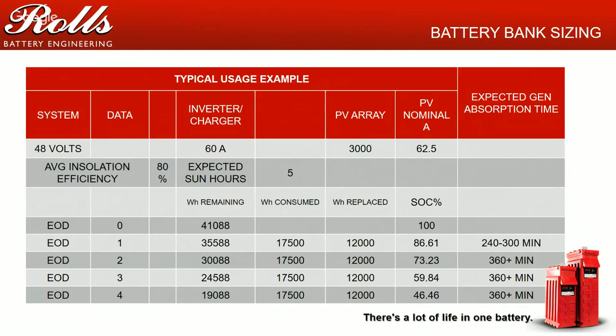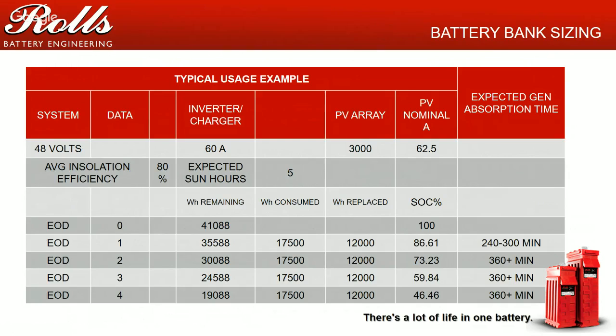At the end of the next day, let's say everything was perfect, your batteries are now down to 36 kilowatt hours of storage. Your state of charge is about 86%. Your expected generator absorption time is about 5 hours with this PV array. If your sun's not working, your expected generator runtime is going to be about 240 to 300 minutes.